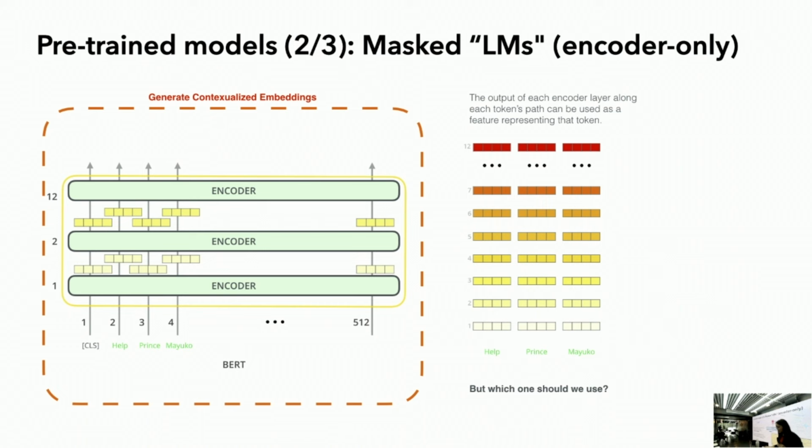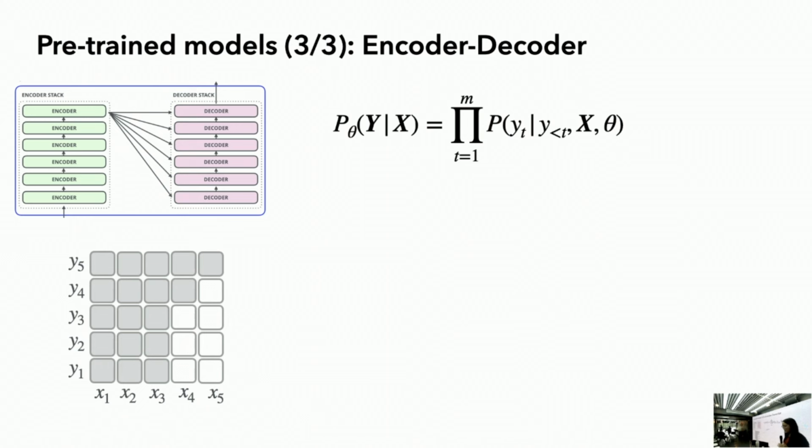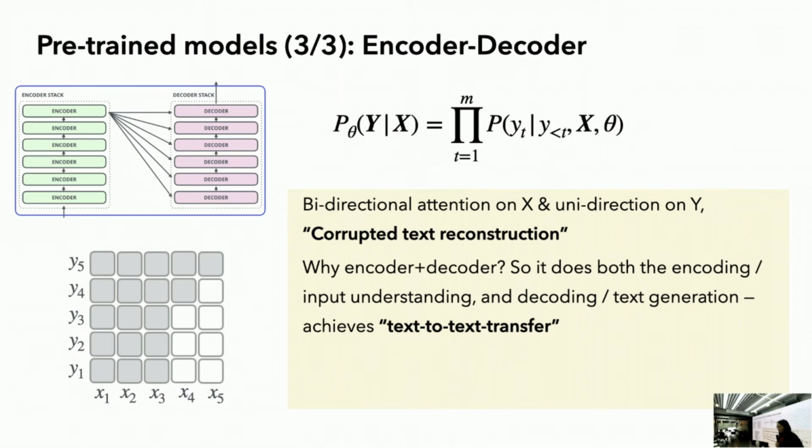The last one is called encoder-decoder models. A lot of Google's pre-trained models are of this kind of encoder-decoder paradigm. In this fashion, we have bidirectional attention on X and unidirectional attention on Y. Sometimes we call it corrupted text construction. Why do we need this kind of encoder and decoder architecture? Because we want both encoding, or understanding the input, and also decoding and generating content.